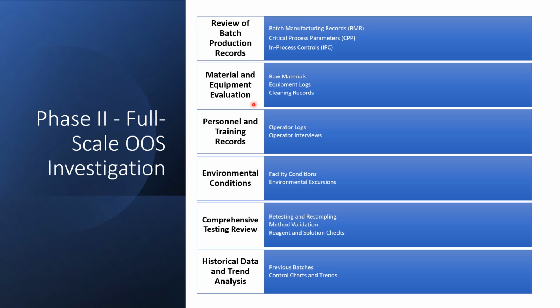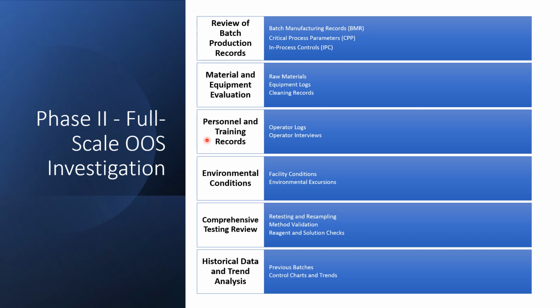Next is material and equipment evaluation. So first one is the raw material. So we can assess the quality and source of raw material used in the batch. We can also check for any changes in the supplier or specification or any batch numbers, right? Next is equipment logs. So ensure that all equipment used in the production and testing processes was properly calibrated and maintained, right? Next is cleaning records. So review the cleaning and maintenance records of the equipment to rule out contamination related issues, right?